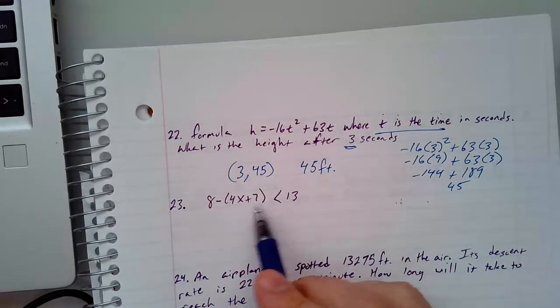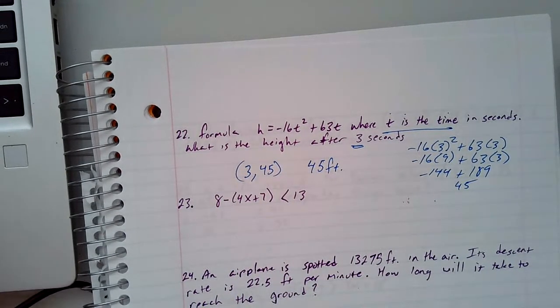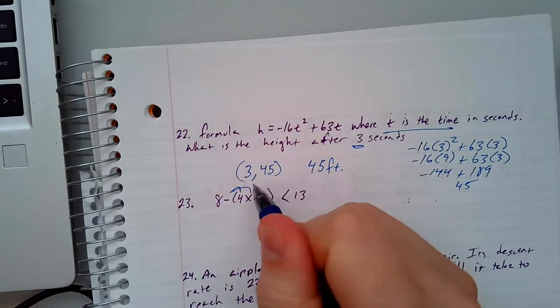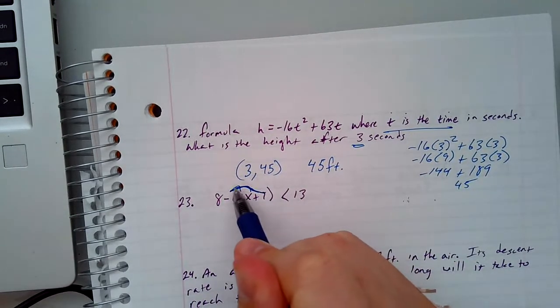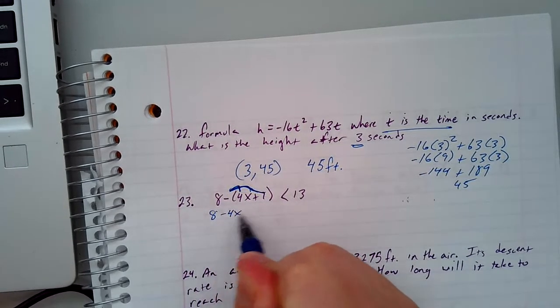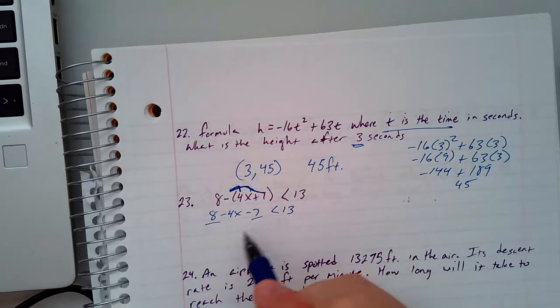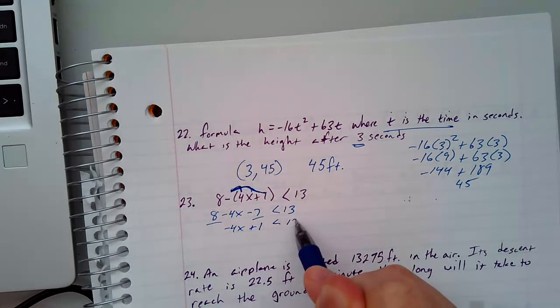All right. This next one, solve this one. We have 8 minus, in parentheses, 4x plus 7 is less than 13. So first thing we're going to do is distribute that negative symbol to everything inside the parentheses. Remember, it doesn't go to the x, it just goes to the number in front of x. So we end up with 8 minus 4x minus 7 is less than 13. Combine like terms, and we'll get negative 4x plus 1 is less than 13.